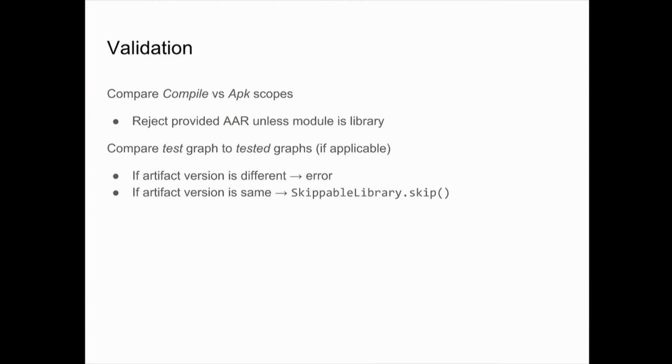So you can depend on them. And if they're the same version, we say, OK, that's fine. We'll put them on your compile class path, but we won't package them. But if they're different versions, then we'll complain and say you have to resolve it, because ultimately everything's going to run in the same class path and needs to be of the same version. So internally we have skippable library.skip, and we just skip it and then it doesn't get packaged. So a lot of Android-specific validation there.